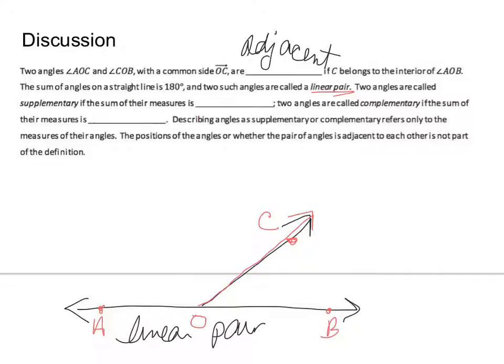Two angles are called supplementary if the sum of their measures is 180 degrees. Two angles are called complementary if the sum of their measures is 90 degrees. Pause there. We're going to tell you that a linear pair is also supplementary.